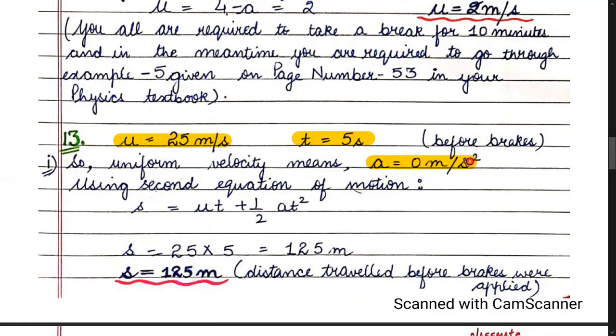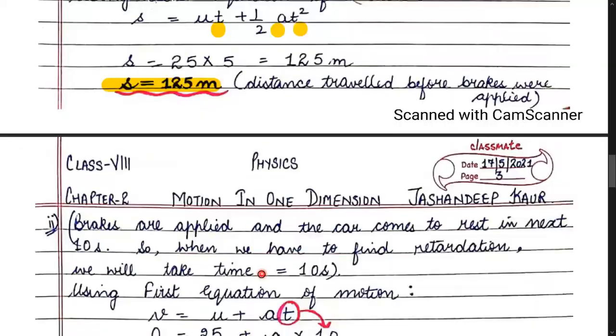So in the first part of the question, they are asking the distance which the car travels before the brakes are applied. Before the brakes means when time is 5 seconds. So here we will use second equation of motion and substitute the value and take a as 0 while time will be taken as 5. So 25 multiplied by 5, our distance comes out to be 125 meter.